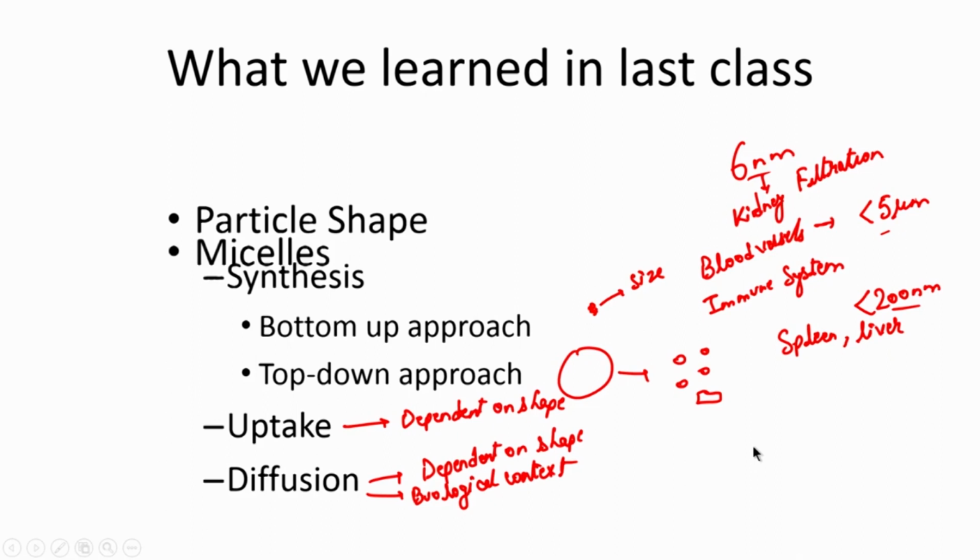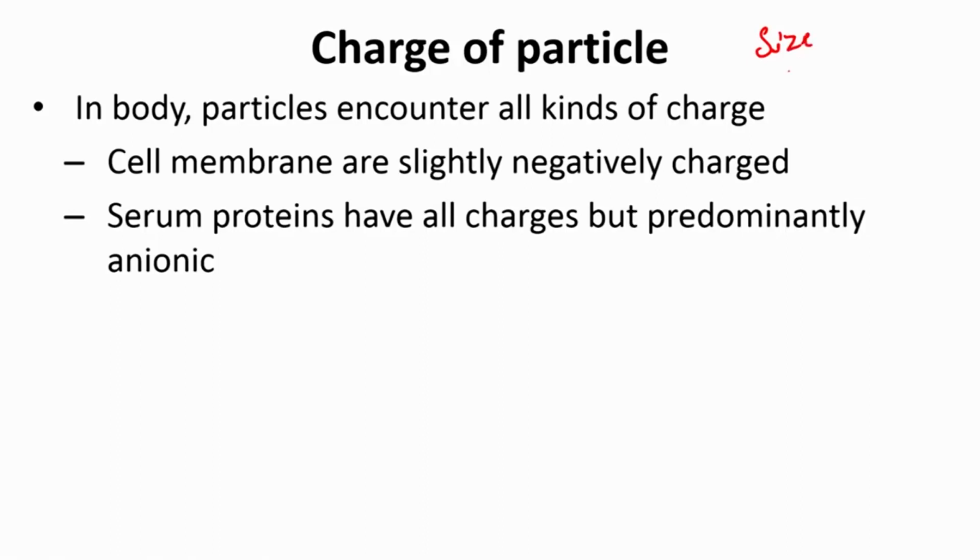So, now we are going to look further, and we also talked about micelles. Now we are going to talk about the charge of the particles. We have talked about size and we have talked about shape. The next property we are going to talk about is the charge. So, what is essentially charge? Charge is nothing but the electronic structure, or how much of the positive or the negative charge is available on the surface of a particle.